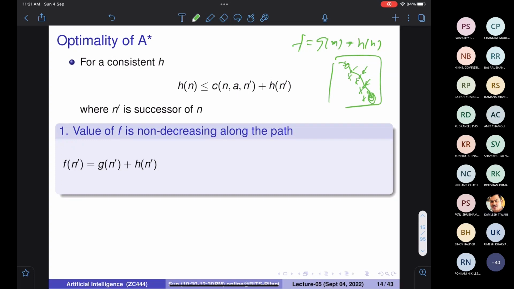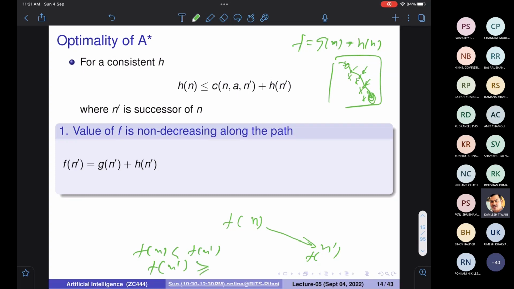How can I tell? The idea is this: let's assume that you are on some node N dash. The success scenario is that you are on N, then you reach N dash. So what is the value of F of N dash? Let me find out and compare with the value of F of N. What I'm telling is that F of N is going to be less than F of N dash, or F of N dash is greater than or equal to F of N. This is the thing I'm telling, yes or no. We are going to see the proof. So let us deep dive into the proof.